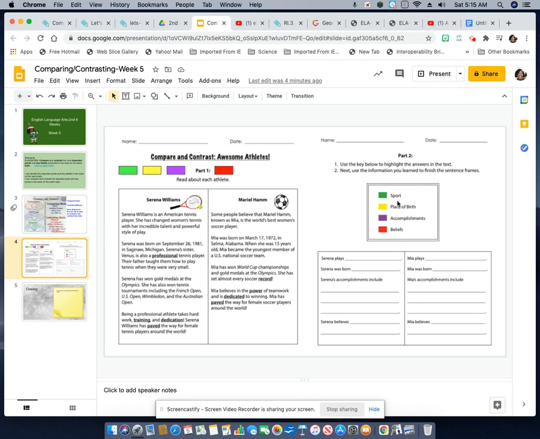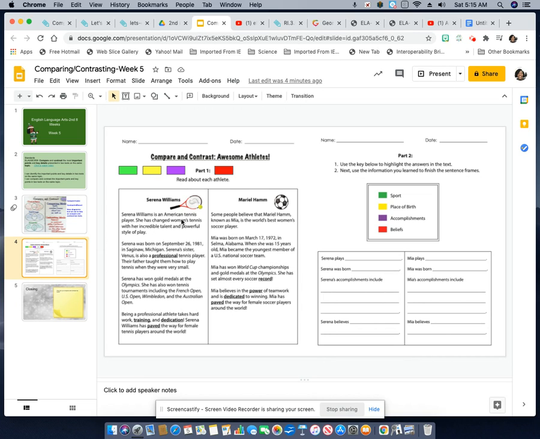We know what a sport is, like baseball, basketball, football, and the place of birth is where the person was born. Once we highlight the information, we're going to use that information and come down here to finish these sentence frames. I'm not going to do all of it because you're going to do this in education.com, because this is where this assignment is. All right, so let's go ahead and read the text.